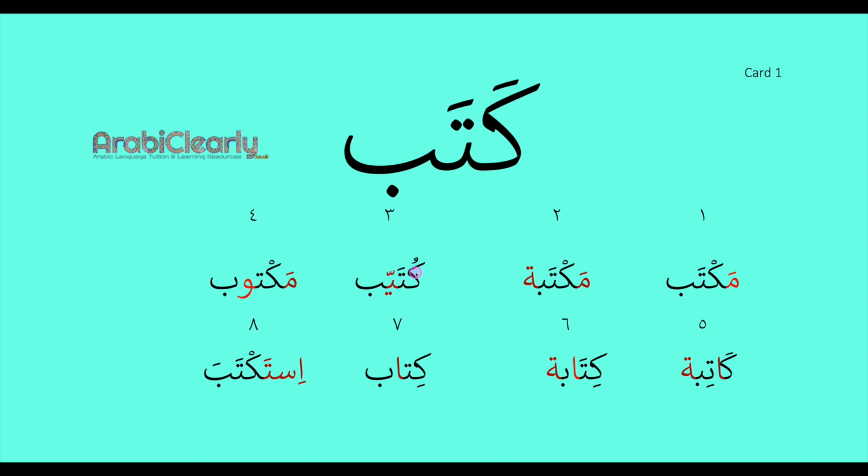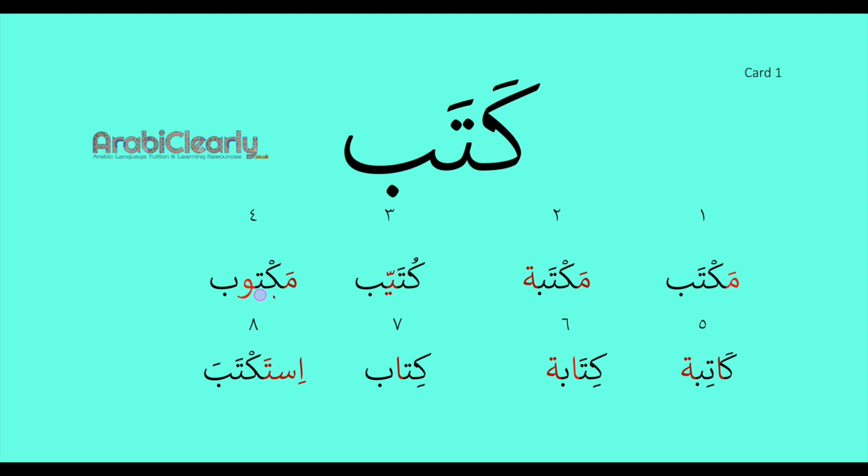The third one is kutayyib, which means a booklet, so slightly or much smaller than a book. So again, this is a pattern, a derivative, and the way we conjugated it. But kindly note, not every single verb would have every single form or derivative.